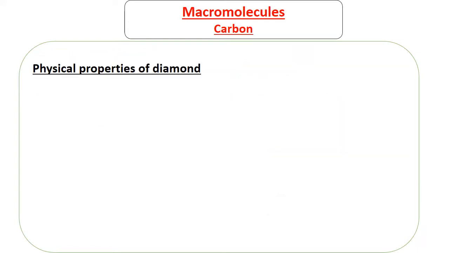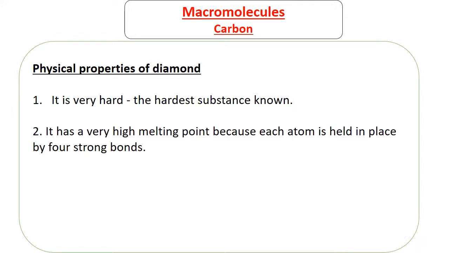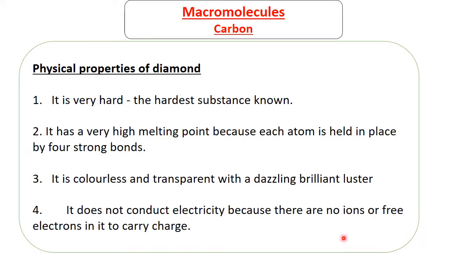Here are physical properties of diamond. The first is it is very hard. It is actually the hardest substance known. Secondly, it has a very high melting point because each atom is held in place by 4 strong bonds. So diamond has a higher melting point than graphite because each atom has 4 bonds surrounding it, unlike in graphite where there are only 3 bonds. It is colorless and transparent with a dazzling brilliant luster. It does not conduct electricity because there are no ions or free electrons in it to carry charge.